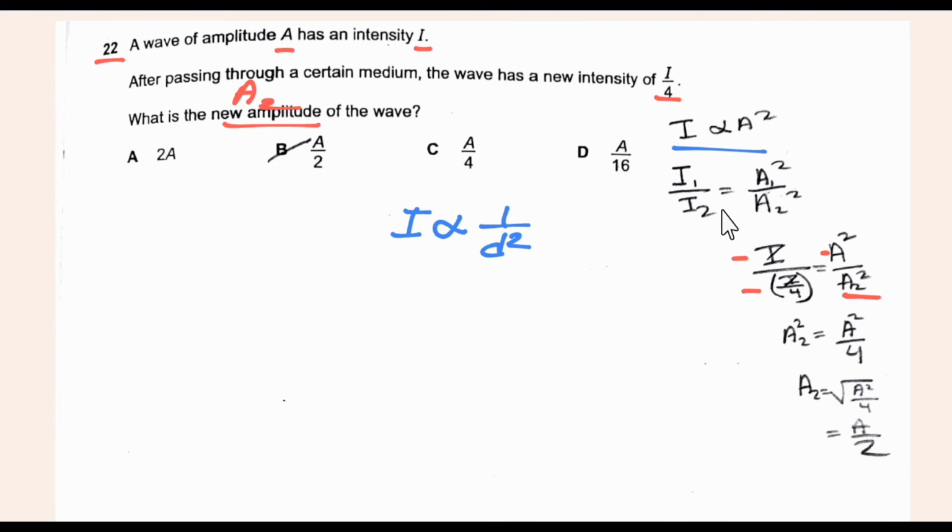That means I1 by I2 is equal to A1 square by A2 square. It is not A1 by A2 whole square; if it is whole square, then it would be wrong. It would be A1 square by A2 square. Remember this. Now we know the initial intensity and the initial amplitude as I and A, and the final intensity is I by 4. We need to find A2. So A2 square, after solving, we get the value of A2, that is A by 2. So the final amplitude is A by 2.